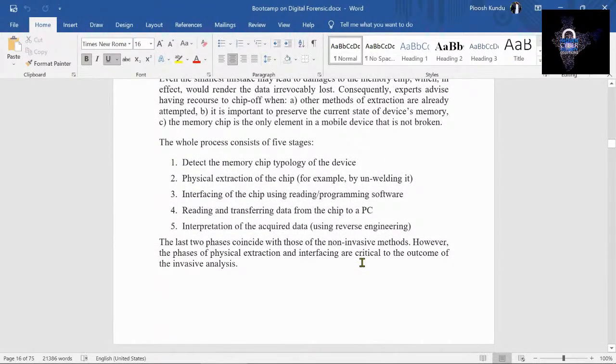Reading and transferring of data from the chips to the PC, and interpretation of the acquired data using reverse engineering. The last two phases coincide with those of the non-invasive method. However, the phase of physical interactions, extraction, and interfacing is the critical outcome of the invasive analysis.